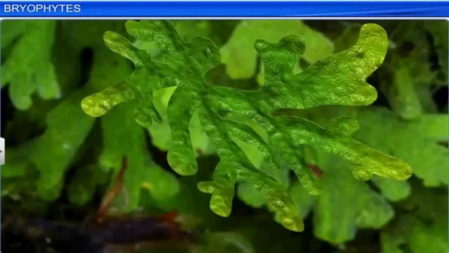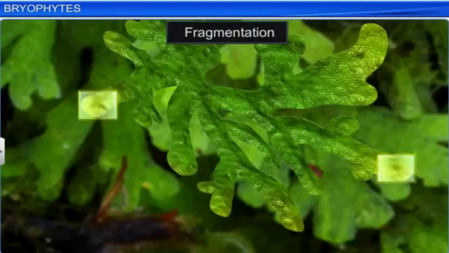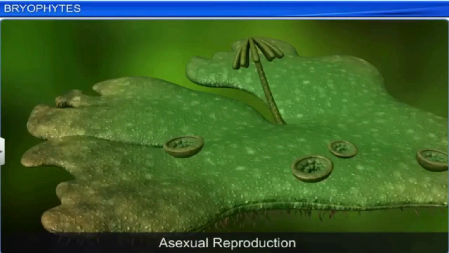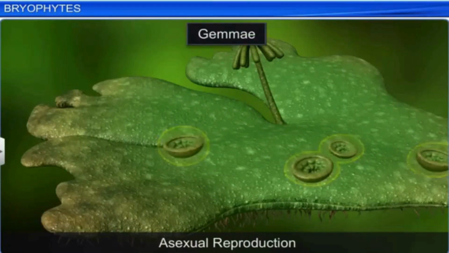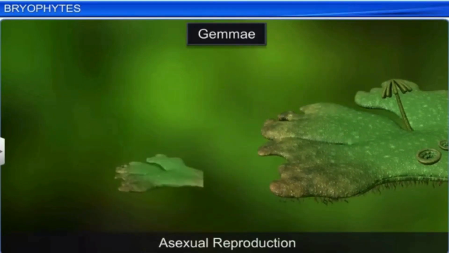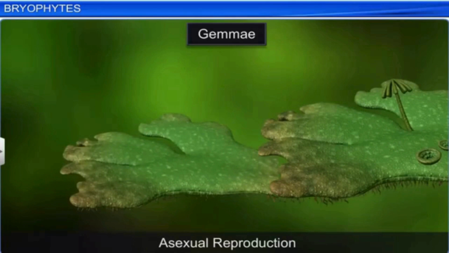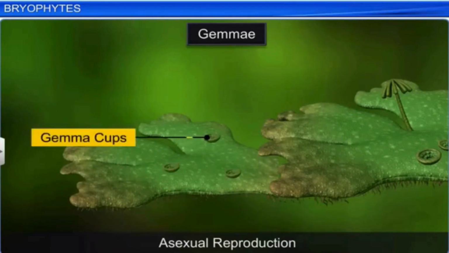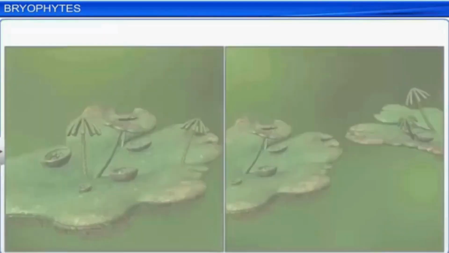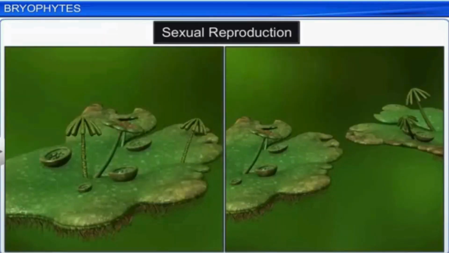In the case of asexual reproduction, we observe fragmentation of the thallus. Asexual reproduction also occurs when gemmae are formed. They are green, multicellular, asexual buds that separate from the parent and develop into new individuals. They develop in small receptacles called gemma cups located on the thallus. In the case of sexual reproduction, the male and female sex organs are produced either on the same or on different thallus.